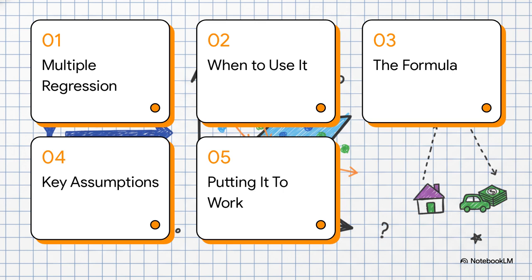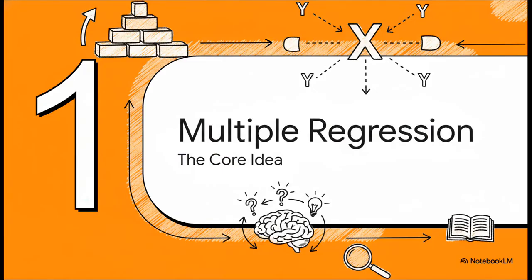So here's our game plan. We'll start with the core idea. What is multiple regression? Then we'll get into the strategy of it. When do you use it? From there, we'll decode the formula, piece by piece. We'll also cover the 4 key assumptions you absolutely need for a reliable model. And finally, we'll see how it all works in the real world. Let's jump in.